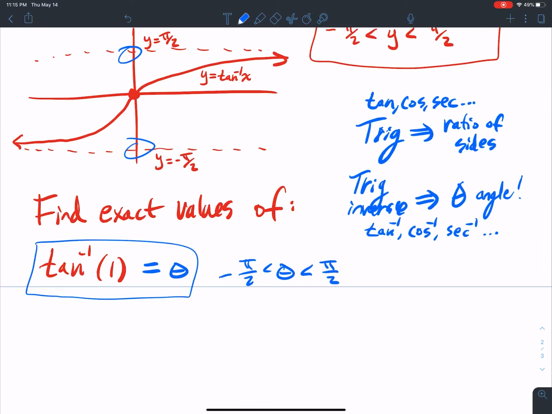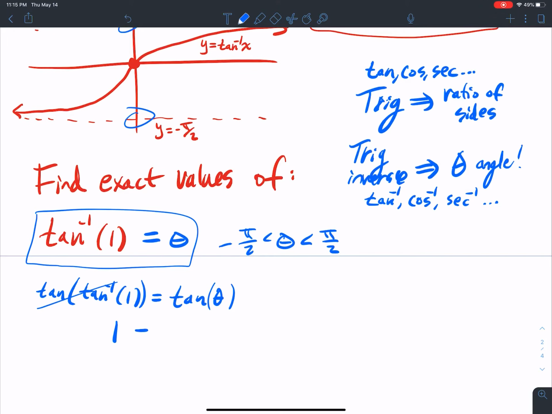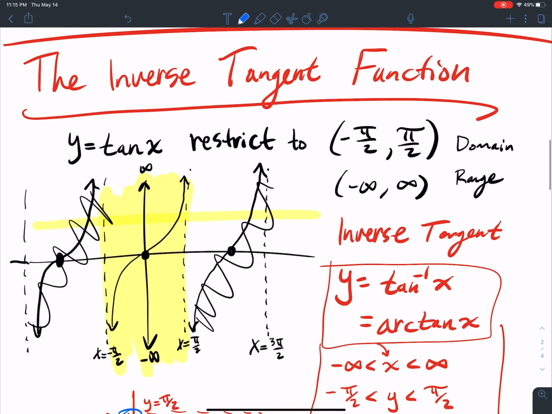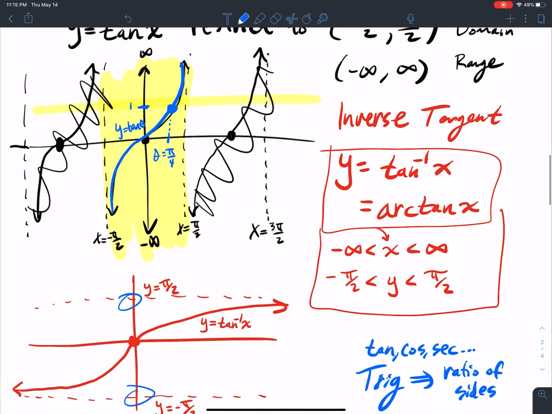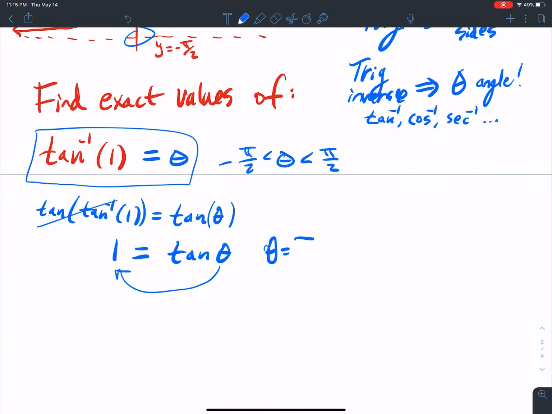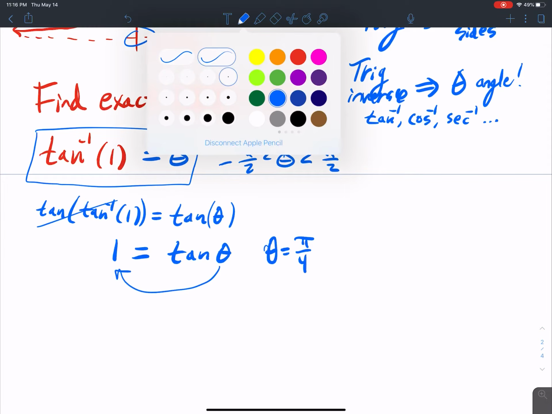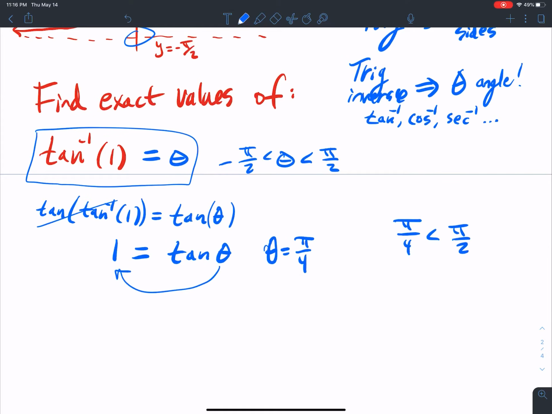Now, if I know that this is true, then if I take the tangent of both sides, so tan inverse of 1 equals theta, I get the tangent of tan inverse of 1 equals the tangent of theta. Those cancel. I get 1 equals the tangent of theta. Now, you have to ask yourself, what theta can I plug in into tangent theta that gets me 1? So look at my original graph here. This is y equals the tangent of theta. What theta can I plug in and I get an output of 1? Well, that theta is pi over 4. So theta equals pi over 4 tells me that I get a tangent of 1. All right, now, is pi over 4 between pi over 2 and negative pi over 2?